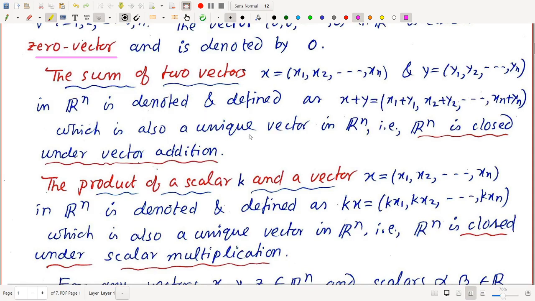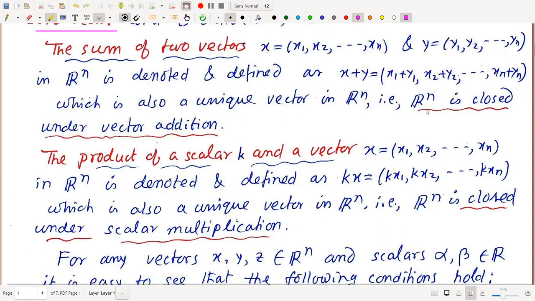So x plus y is also a unique vector in R to the power n, because every component x1 plus y1, x2 plus y2 is a real number. So this is another vector, a unique vector in R to the power n. That is, R to the power n is closed under vector addition. Closure property under addition.